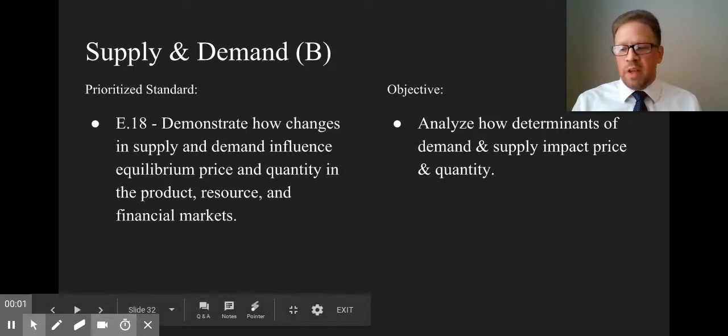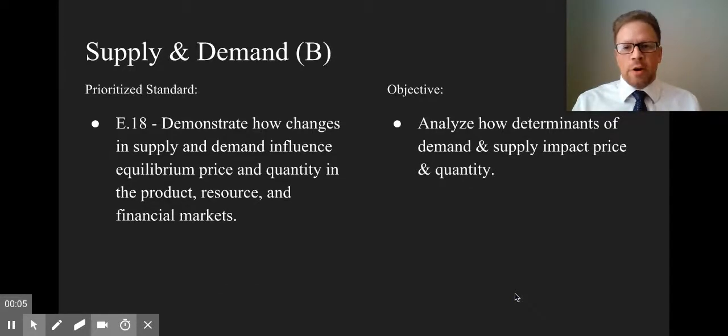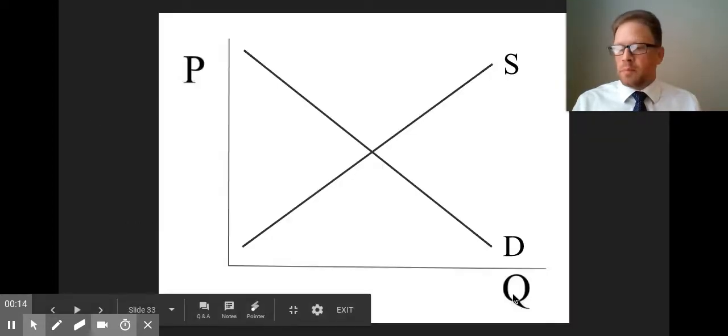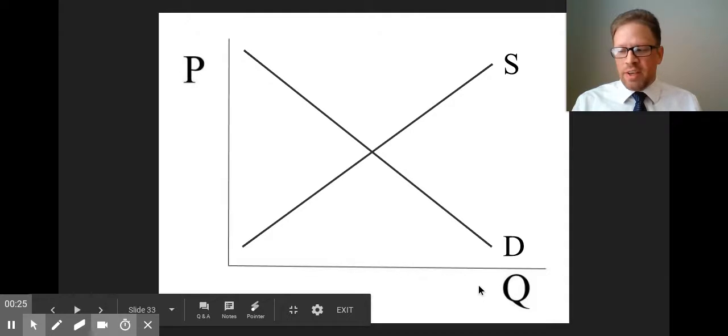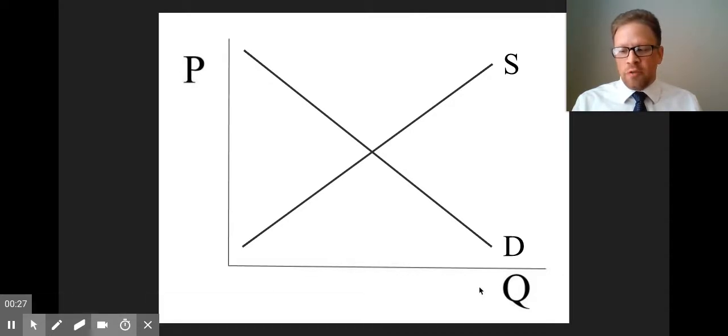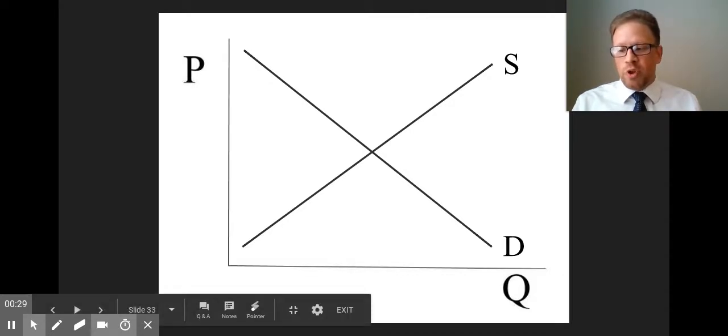Hello, this is Supply and Demand, Section B, Factors Causing Changes to Supply and Demand. Our prioritized standard is Economic Standard 18, and objectively, we're going to analyze how determinants of demand and supply impact price and quantity. At times, a market will experience increases or decreases of quantity, meaning the amount people want, that are not actually caused by changes in the price charged for the product, but rather due to a change of the overall demand or supply.